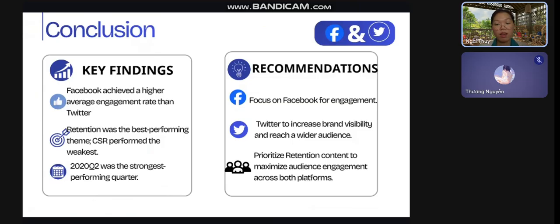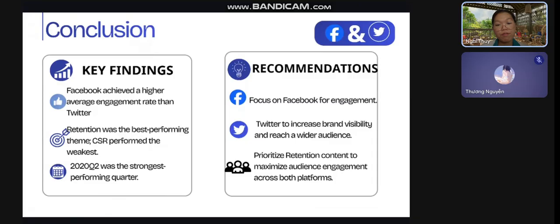From this analysis, we have three main findings. First, Facebook achieved a higher engagement rate while Twitter generated more impressions. Second, retention was the most successful content theme across both platforms. Finally, 2020 Q2 was the strongest performing quarter.